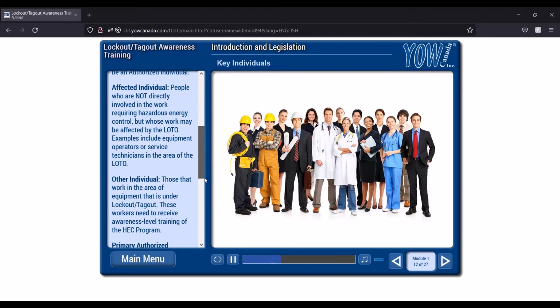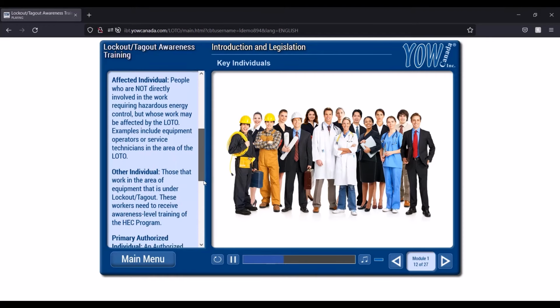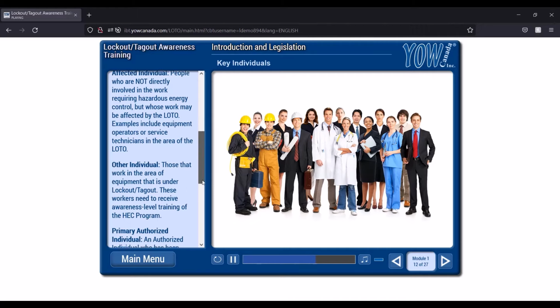Affected individual. People who are not directly involved in the work requiring hazardous energy control, but whose work may be affected by the LOTO. Examples include equipment operators or service technicians in the area of the LOTO. Other individual. Those that work in the area of equipment that is under Lockout Tagout. These workers need to receive awareness level training of the HEC program.